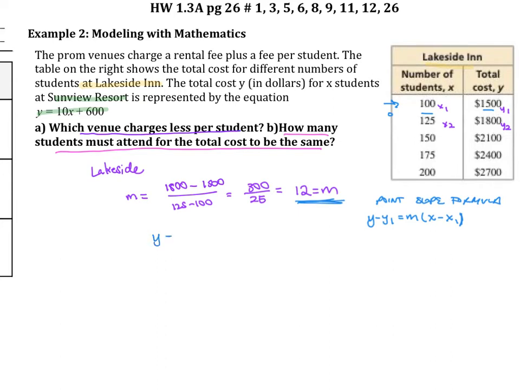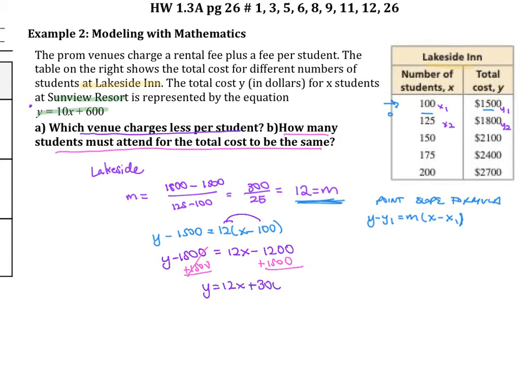So we have y minus y1, which is 1,500, equals m, which is 12, times x minus x1, which is 100. Now we need to solve. We need to convert it to slope-intercept form, so it's easier to compare to Sunview Resort up above. So this is 12x minus 1,200, and then we have our y minus 1,500. Now let's isolate y by adding 1,500 to both sides. So now we have y equals 12x plus 300. This is for Lakeside Inn.